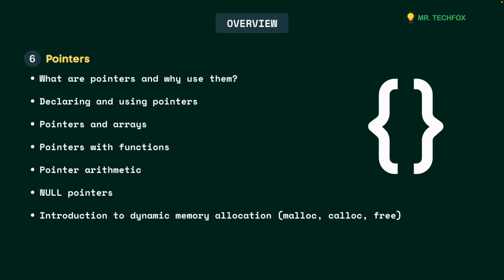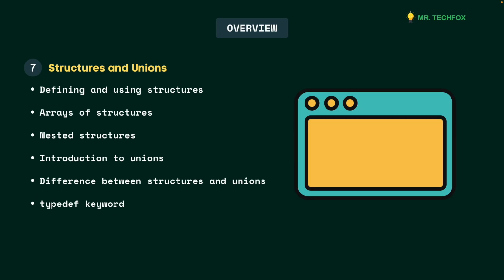We'll also cover dynamic memory allocation. So we'll introduce you to malloc, calloc, and free, giving you the ability to allocate and deallocate memory dynamically during program execution. The next module is structures and unions.